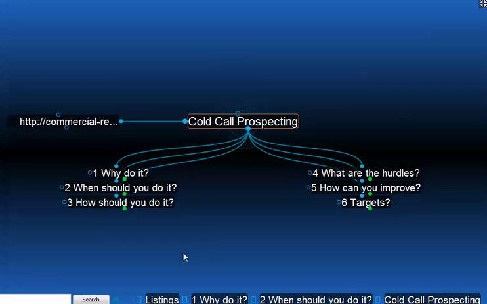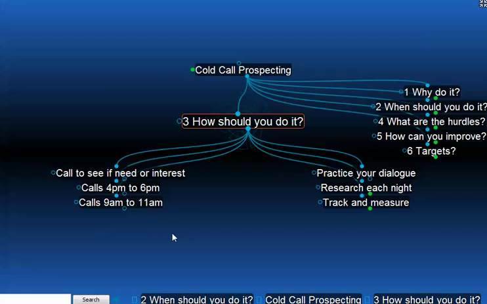So let's look at another topic here. How should you do it? Well, you should be calling to talk to people to see if they have a need or an interest. Now, that means you shouldn't pitch. Pitching is actually a waste of time to a person that you know nothing about and they know nothing about you. You should be trying to create a conversation, to get to know them, to understand if they are interested in commercial property and have a need or an interest in sales, leasing or property management.